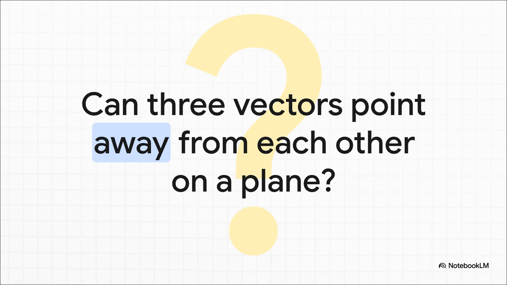Imagine you've got a flat surface, like a piece of paper. Can you draw 3 arrows, all starting from the very same point, so that every single one of them is pointing, generally, away from the other two, so that each pair kind of disagrees with each other?